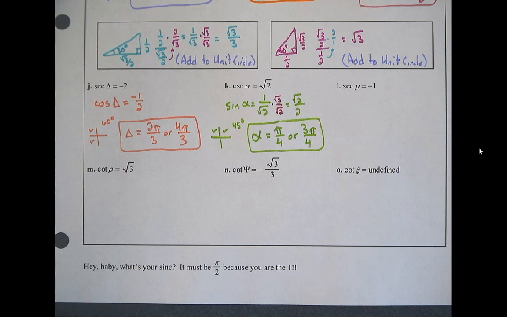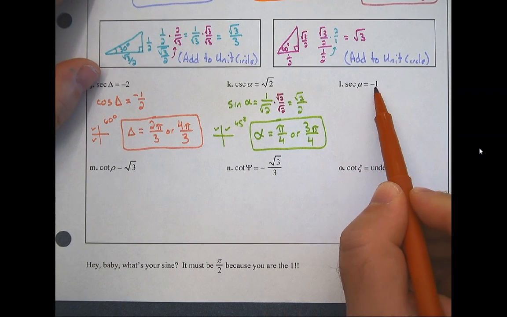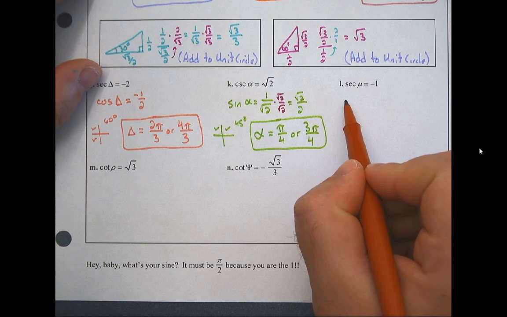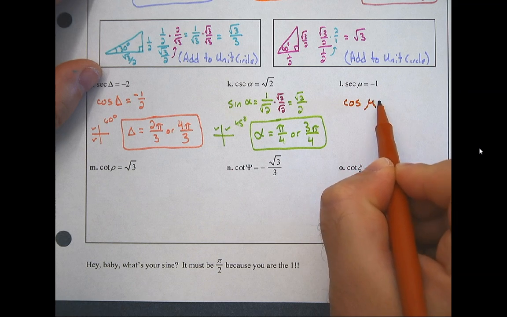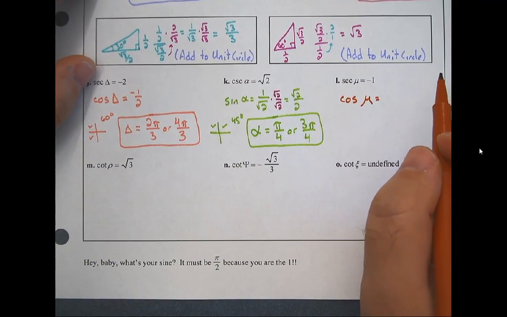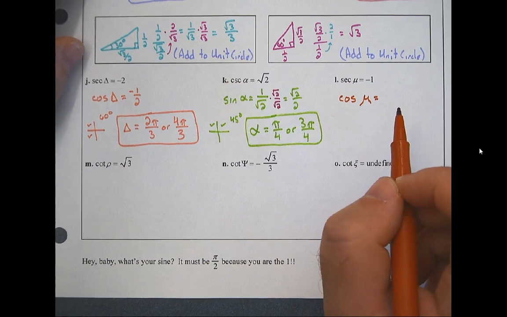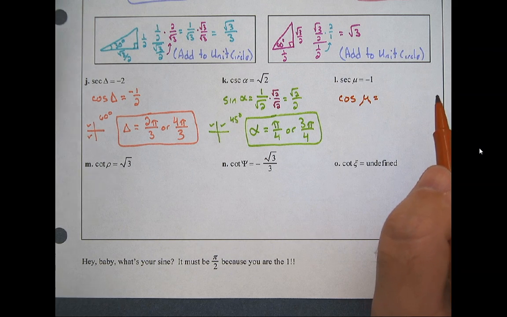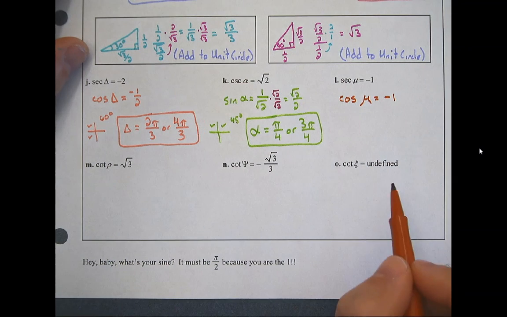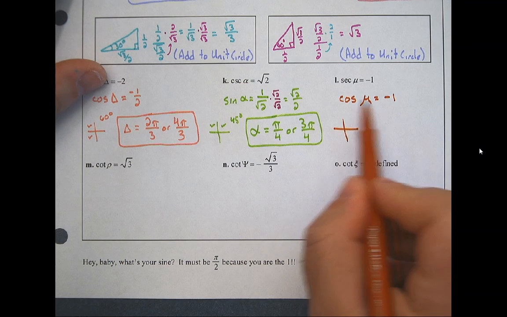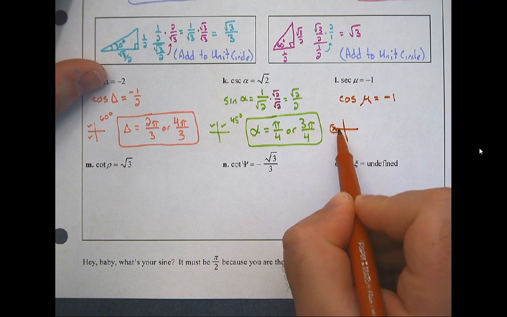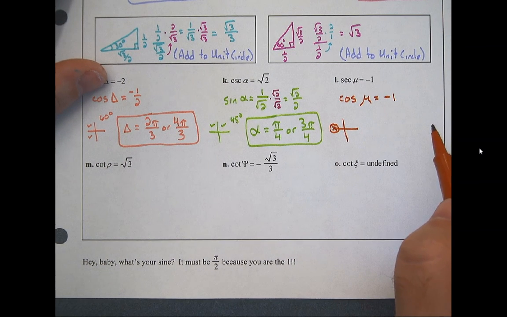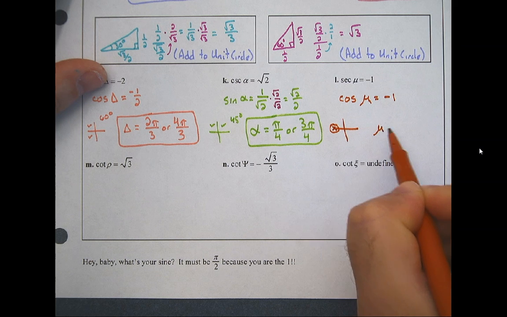Let's have you try the next one. Secant of mu is equal to negative 1. So the reciprocal of secant is cosine equals the reciprocal of negative 1. Well, negative 1 is one of those weird numbers that when you reciprocal it, you end up getting the exact same number. 1 reciprocaled is 1. Negative 1 reciprocaled is still negative 1. So this is essentially asking me, where is cosine negative 1? Cosine and x are the same thing. And there's only one place where cosine or x has a negative 1 value. So mu is equal to pi.